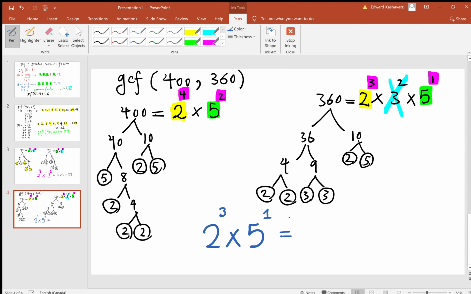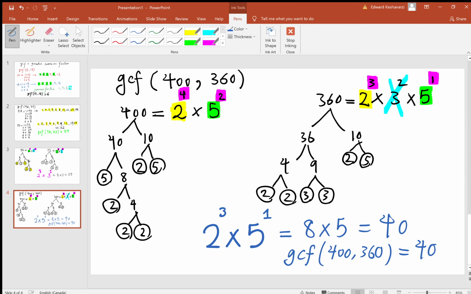So let's evaluate this. 2 to the power of 3 is 8 times 5, which is 40. So this question has been completed, and GCF of 400 and 360 equals 40. So this method, as I mentioned before, is very quick, very accurate, and you do not need to write down all of the factors, which is a very difficult task if numbers are fairly large.